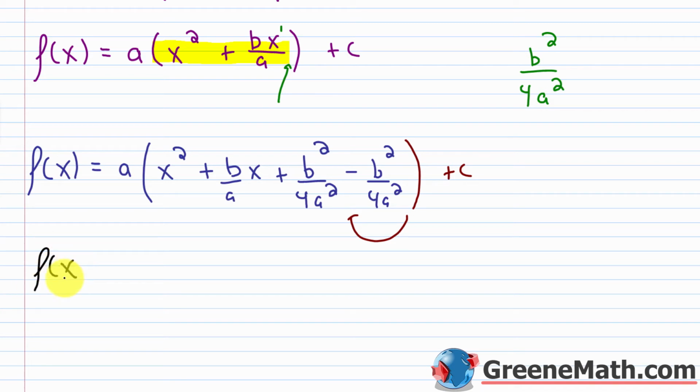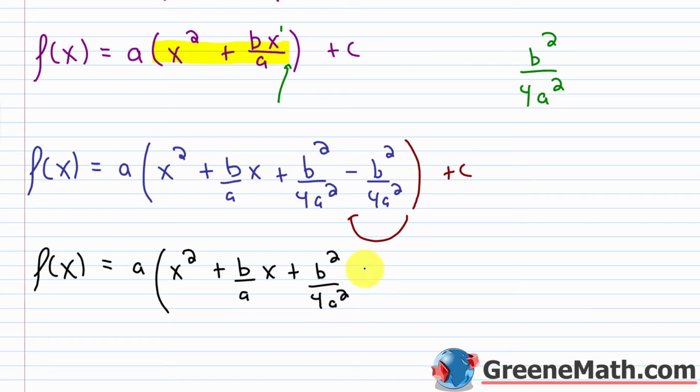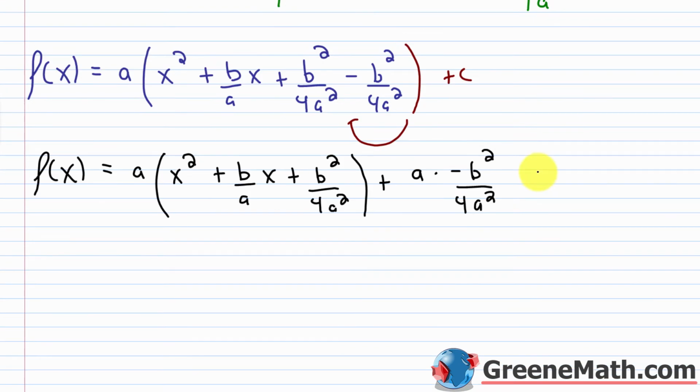Now, in the next step, we'll tighten this down, but the way we're going to do it, we're going to say f of x is equal to a times the quantity x squared plus b over a x plus b squared over 4a squared. I'll close the parentheses because this is a perfect square trinomial, but then I'm going to remember that a is going to need to be multiplied by this negative b squared over 4a squared. So plus, we'll have a multiplied by negative b squared over 4a squared. Scroll down and get some room going. And then, of course, we have plus c.